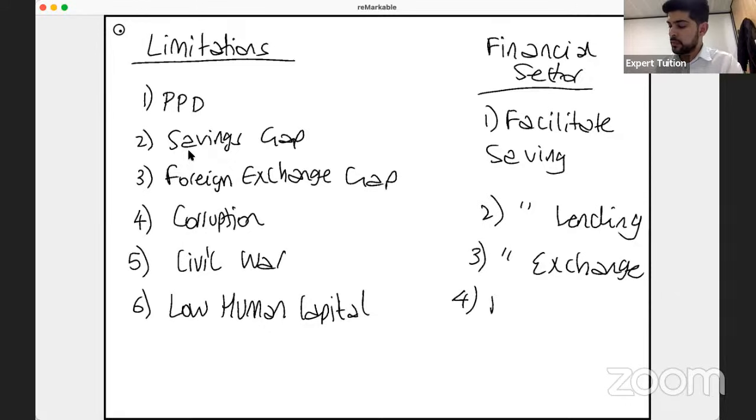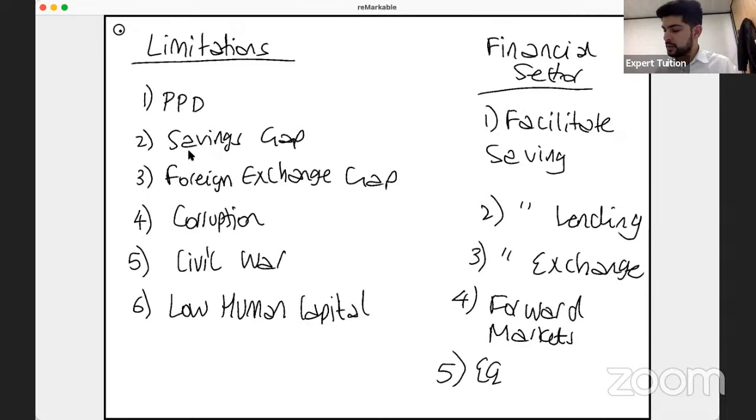Number 4, to provide forward markets. We've spoken about this already. Forward markets typically are provided in 2 areas. One is commodities, because they're really volatile. The other one is exchange rates, again, because they're really volatile. June 2019, paper 2, the 5 marker is about providing forward markets in the exchange rate market. Not a bad question to potentially look at and do. The last one is to provide a market for equities.